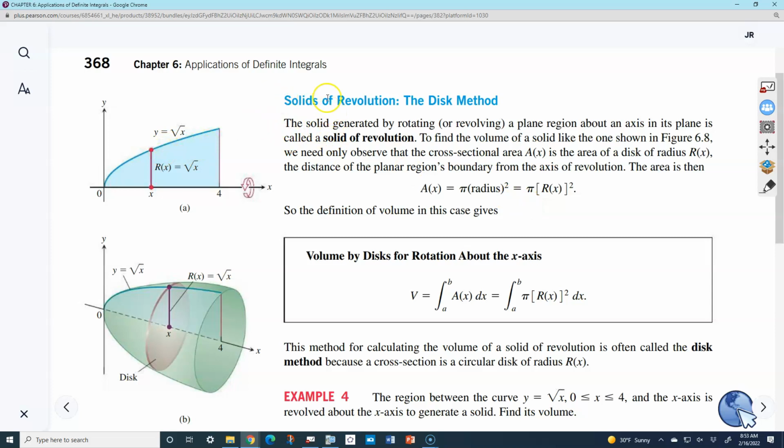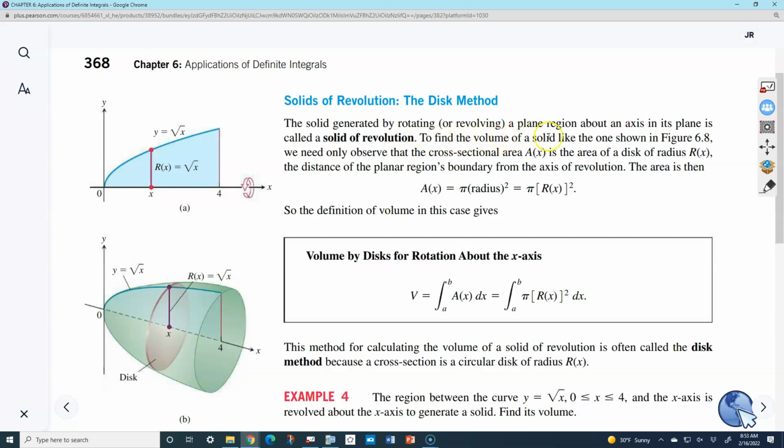All right. The next method, so the first method we learned is the slicing method. The next method we're going to learn is going to be called the disk method. The disk method, and then comes the washer method, and they're both very similar. The solid generated by rotating or revolving a plane region about an axis in its plane is called a solid of revolution.